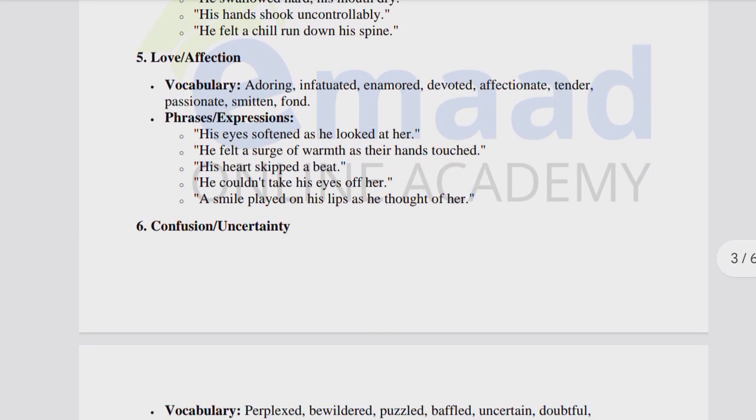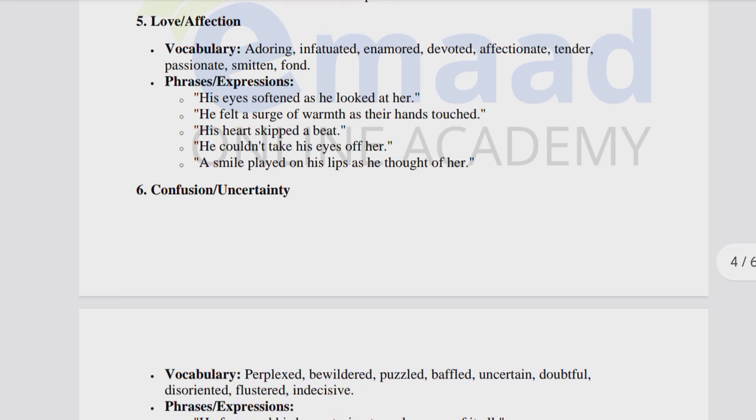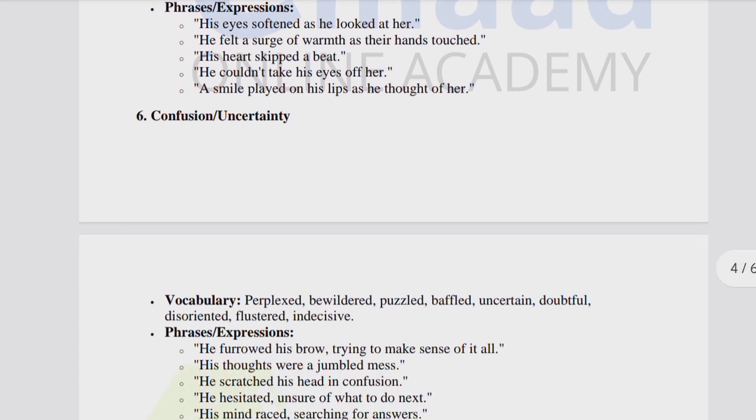Next, the feelings of love and affection. Adoring, infatuated, enamored, devoted, affectionate, tender, passionate, smitten, fond. The phrases and expressions are like: his eyes softened as he looked at her. He felt a surge of warmth as their hands touched. His heart skipped a beat. He could not take his eyes off her. A smile played on his lips as he thought of her. These types of expressions show the feelings of love.